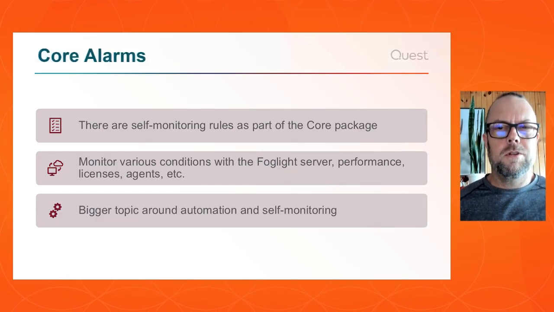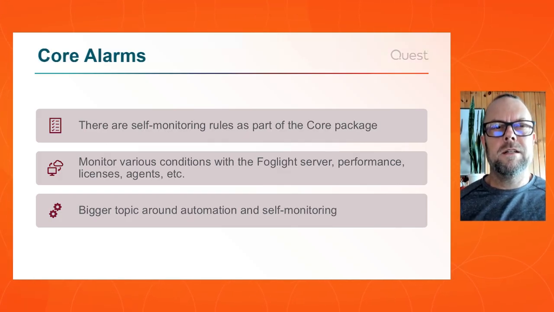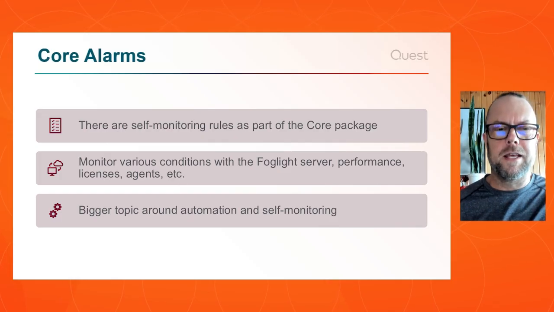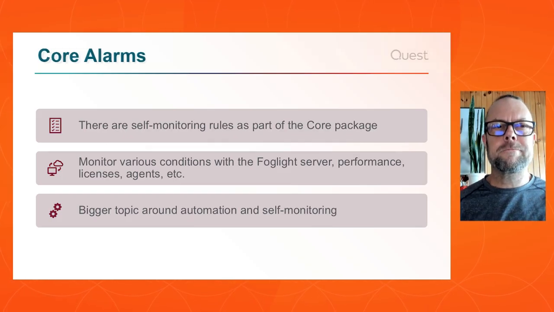There's also some core alarms in Foglight that are important that you review, check that they're turned on or off, as the case may be. They do not show in the alarm templates. There is no template for core, so you do have to go to the rules dashboard and take a look at them. They're meant to self-monitor Foglight, looking at different conditions like server performance, your license status, agent manager status, and so on. There is a bigger topic around automation and self-monitoring that we may cover down the road.